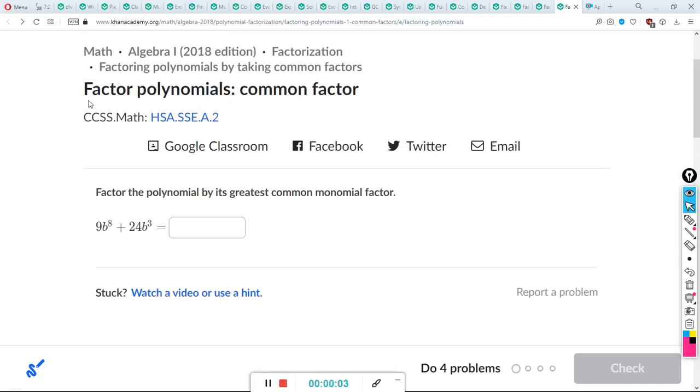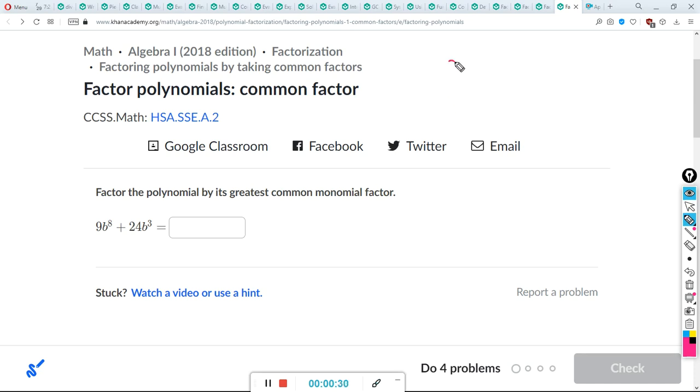This will be for the assignment, factor polynomials, common factor. The instructions say factor the polynomial by its greatest common monomial factor. Monomial means that we're just factoring one term out of this whole thing. Now, it may be something multiplied by something.